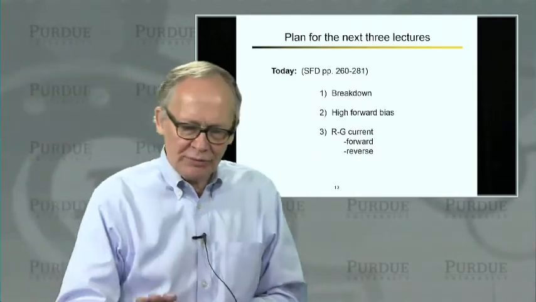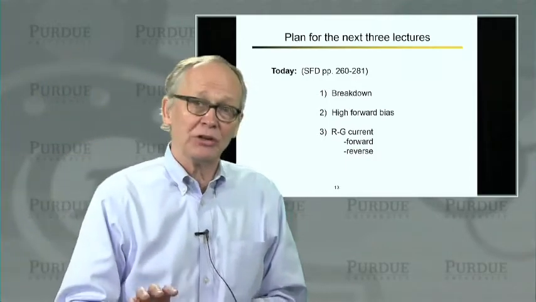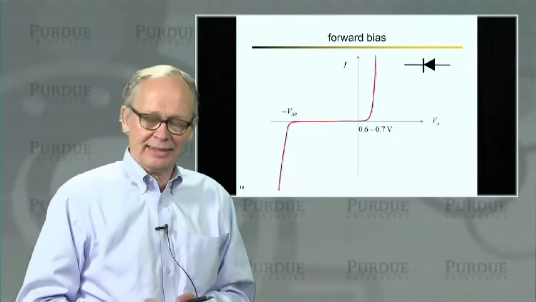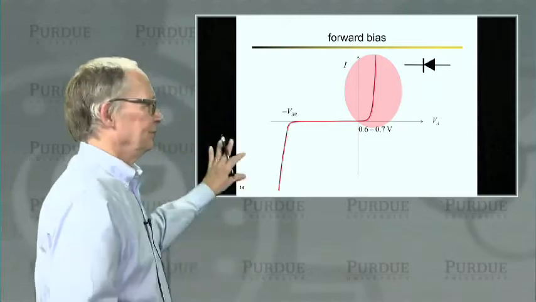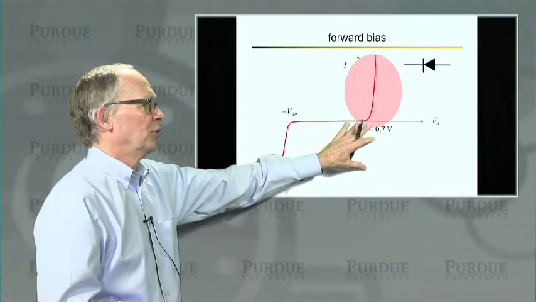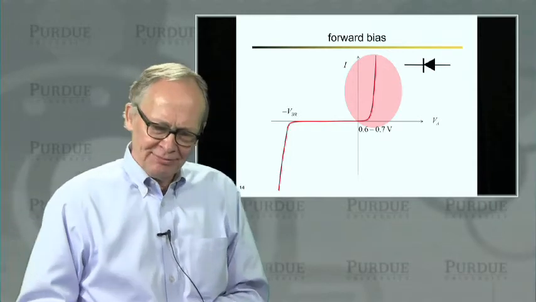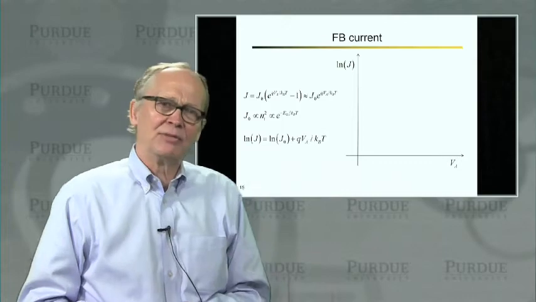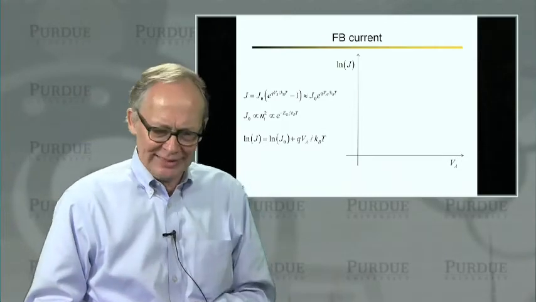Okay, so we have talked about breakdown. I want to talk about two other things in this lecture, things that can go beyond the ideal diode equation. So we've discussed breakdown. Now I want to move back to forward bias. Our ideal diode equation describes the forward bias regime, but if we look at forward bias more carefully, we'll find it doesn't quite describe real devices.